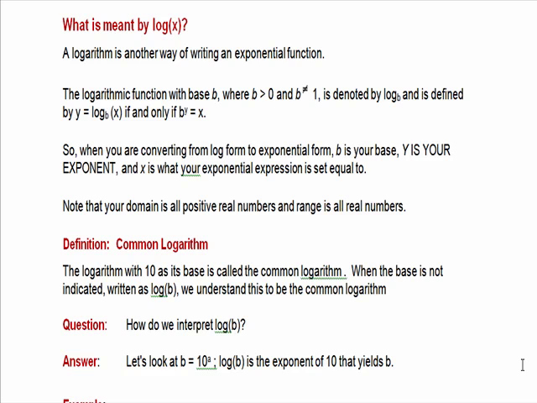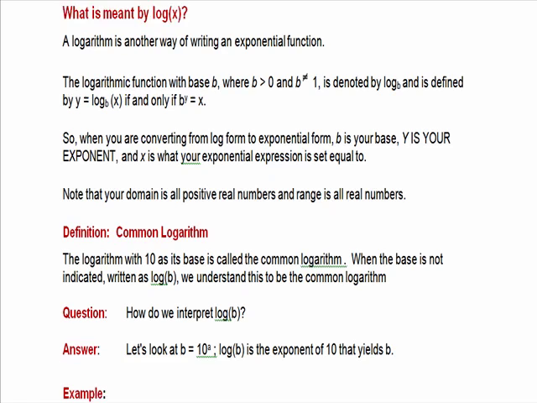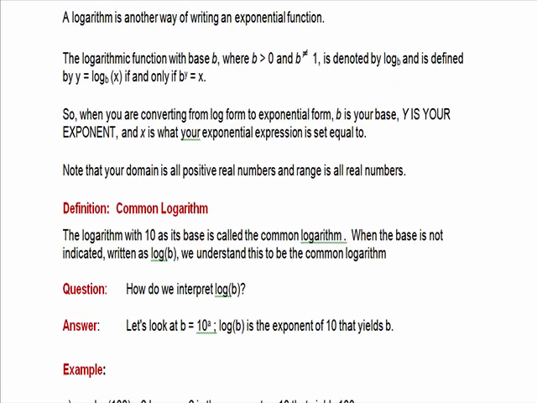We're going to restrict our discussions of logs to two basic types, one the common log and the other the natural log. So let's first take a look at the common log. The logarithm with 10 as its base, in other words, is called the common logarithm. When the base is not indicated, and we write log of b without a subscript, we understand this to be the common log.